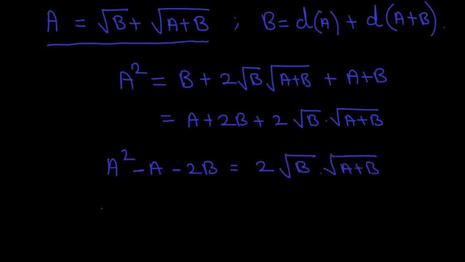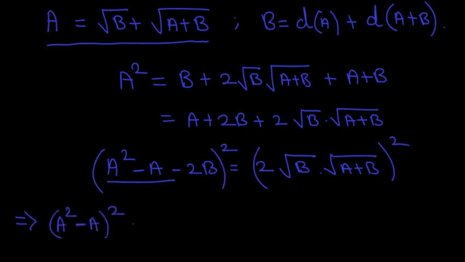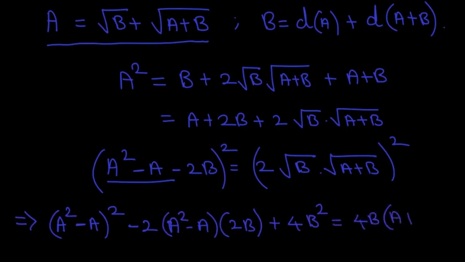Squaring again on both sides, we get this. So, keeping A square minus A as one entity, again using the formula A minus B whole square, we get A square minus A whole square minus 2 into A square minus A into 2B plus 4B square is equal to 4B into A plus B. 4B into A plus B is 4AB plus 4B square. So 4B square cancel out.